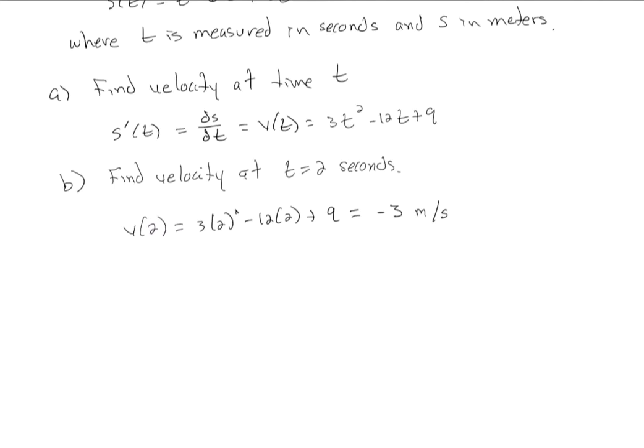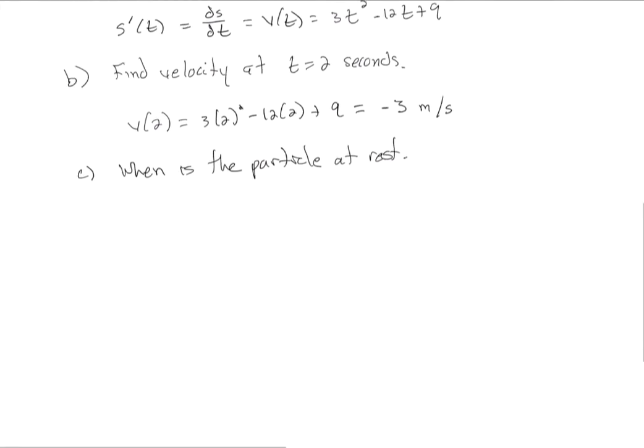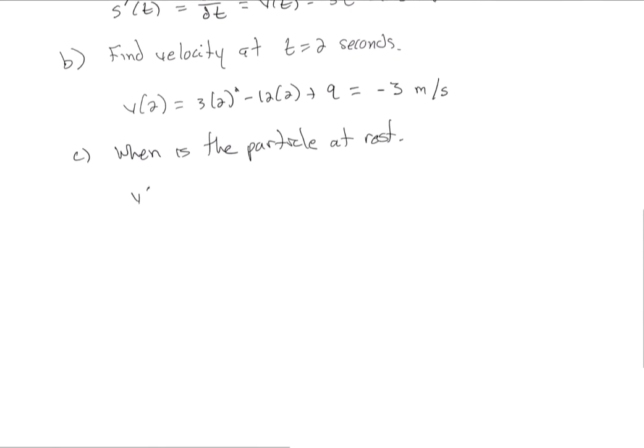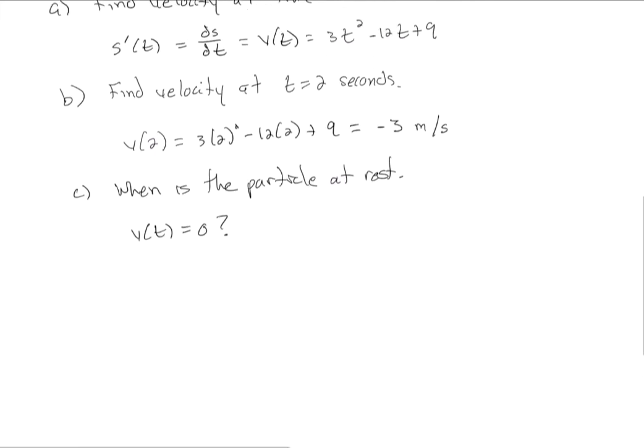And let's suppose in part C we want to find when the particle is at rest. So the particle is at rest when its velocity is 0, when it has no velocity. So we're going to ask, at what time is the velocity 0? In regards to our velocity equation, we're setting 3t squared minus 12t plus 9 equal to 0. Whenever we're solving a quadratic equation, the simplest thing to do is to look for factoring. If it doesn't factor, we may need to use the quadratic formula.